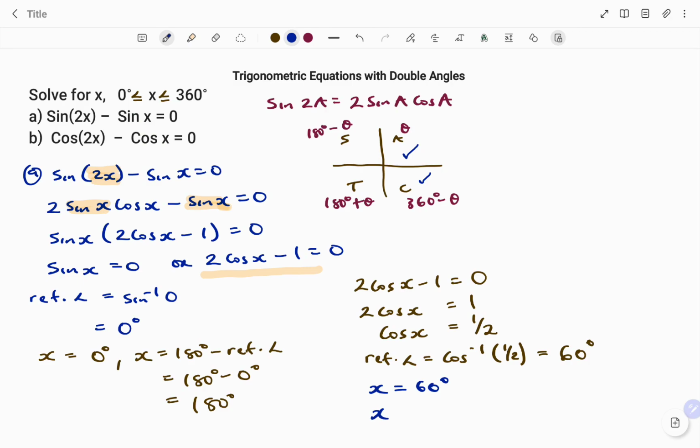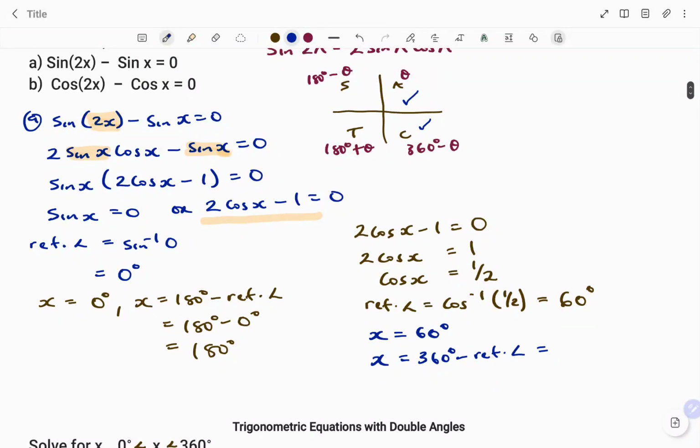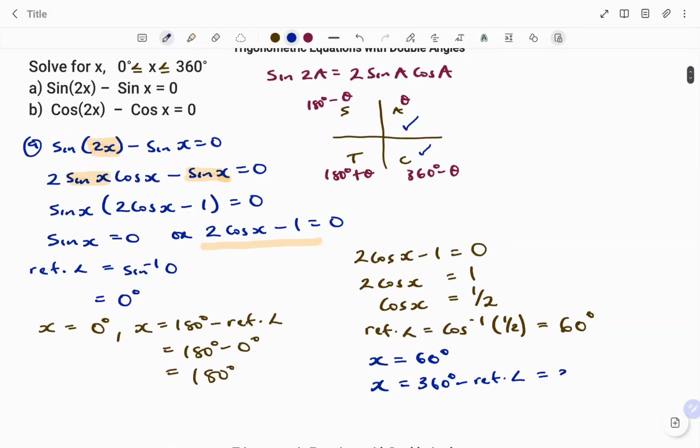And for the second value of x, that will be 360 degrees minus my reference angle. That's equal to 360 degrees minus 60 degrees. Therefore, the second value of x for 2 cos x minus 1 will be 300 degrees. And note that all these values of x fall in the interval 0 degrees less than or equal to x less than or equal to 360 degrees.